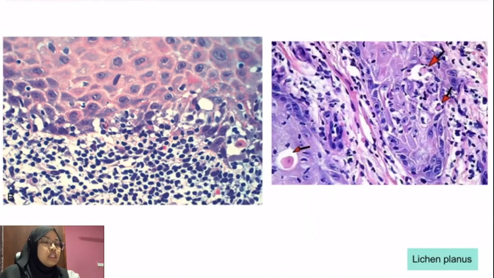In the next picture, you can also see in the first picture the hydropic degeneration of the basal cell layer, and you can also appreciate the inflammatory cells. And then the second picture with the arrow shows the degenerating keratinocytes, or known as Civatte bodies.